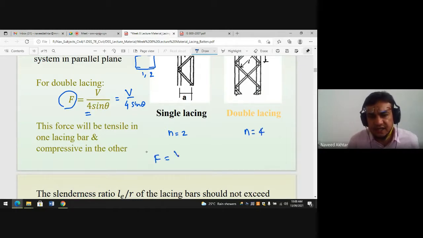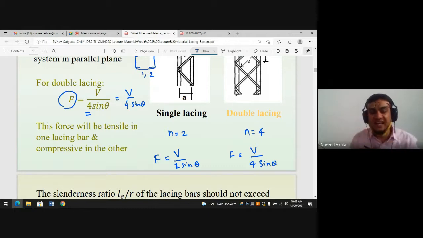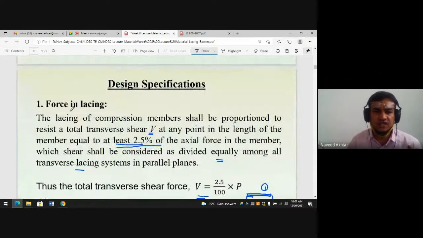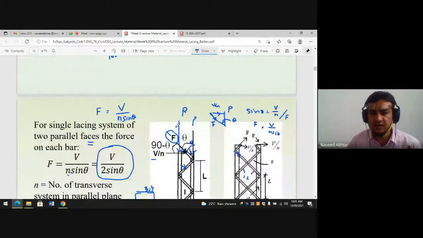We consider that the vertical force will be equally distributed in every lashing system. That's why we are dividing by 2 in the single lashing system and by 4 in the double lashing system, based on the number of laced bars. So here 2 laced bars are there for phase A and phase B. Here 2 lashings in phase A and 2 in phase B. That's why it is 4. So that is the force in the lashing. Force in the lashing we have to find out like this.